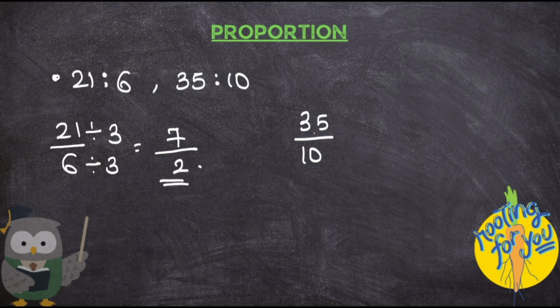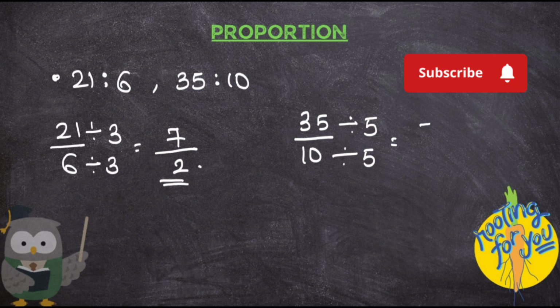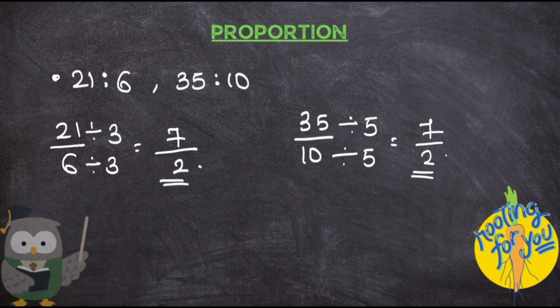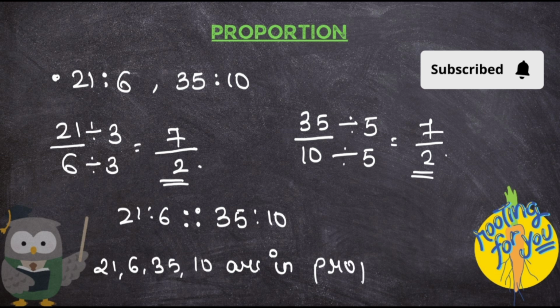Now divide this. Both 35 and 10 go in 5's table. So divided by 5, divided by 5 gives you 7 upon 2. What do you observe here? Again, both are having the same simplest form. So what you will write is 21 is to 6 is proportional to 35 is to 10, or you can say 21, 6, 35 and 10 are in proportion.